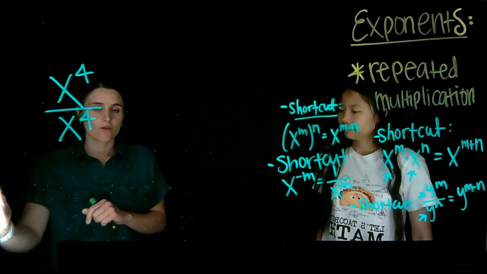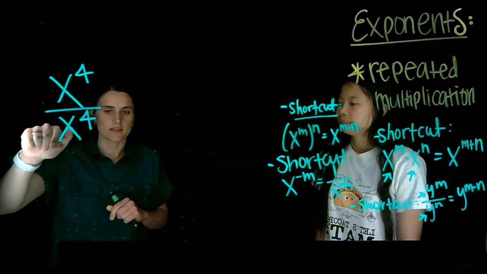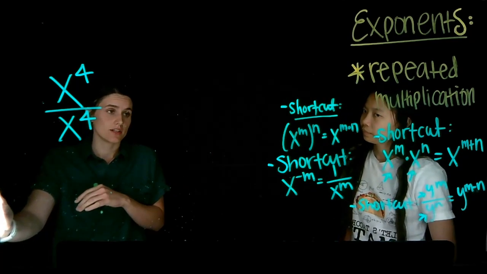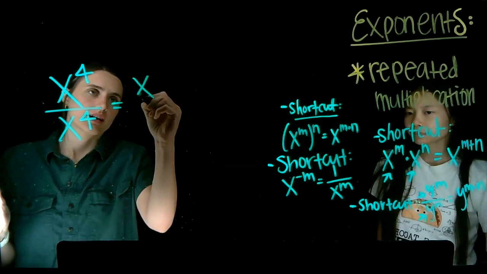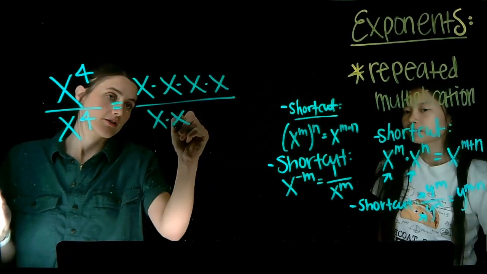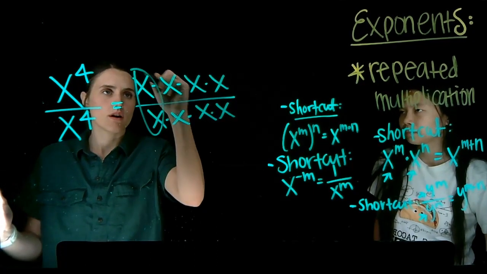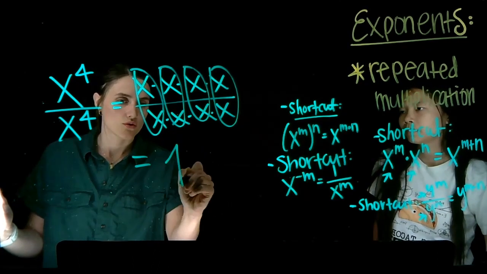All right, so now what if I have something like this? We have x to the 4th over x to the 4th. So I could expand it out, or I could use my shortcut. I'll expand it out first. So if we have x to the 4th over x to the 4th, all right, x times x times x times x on the top and the bottom, and then we can make ones, right? X over x is 1, x over x is 1, x over x is 1. So this thing simplifies to 1.